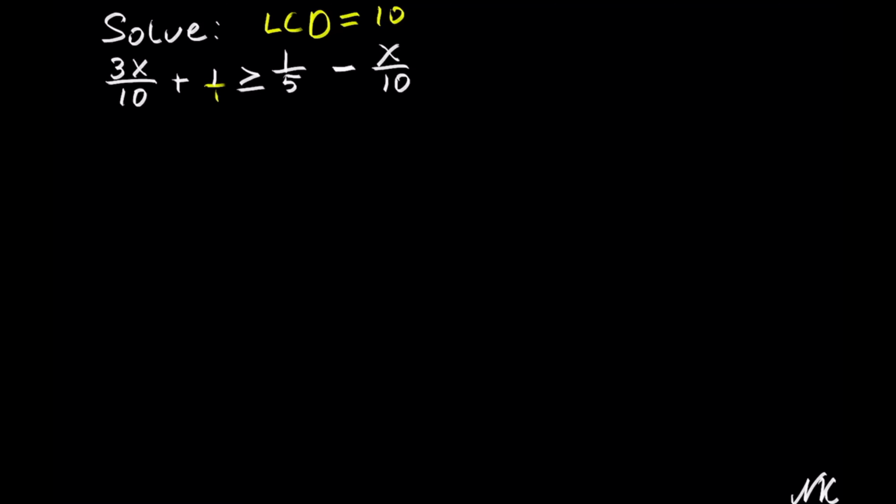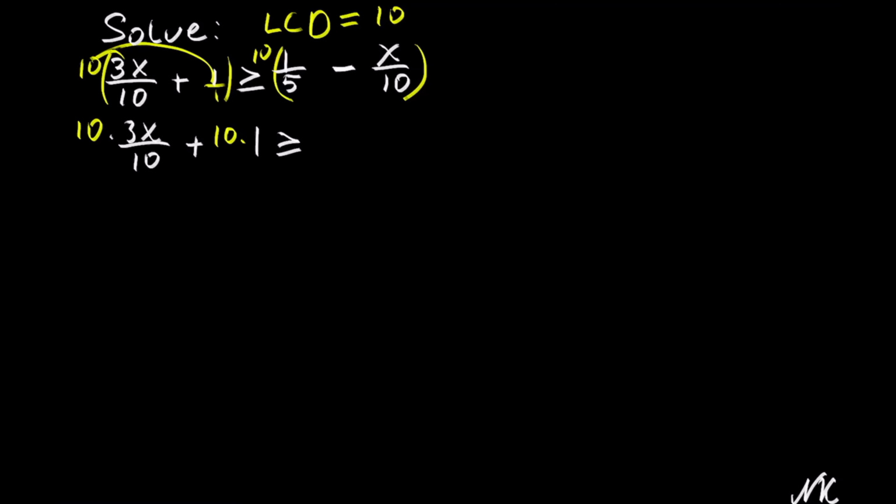If you don't know what terms are, you can take parentheses of both sides and multiply each side by 10. So let's distribute 10 and we get 10 times 3x out of 10 plus 10 times 1 greater than or equal to, let's distribute this 10 into this parentheses and we get 10 times 1 out of 5 minus 10 times x out of 10. So if you notice in the second step, each term of the inequality is multiplied by 10.